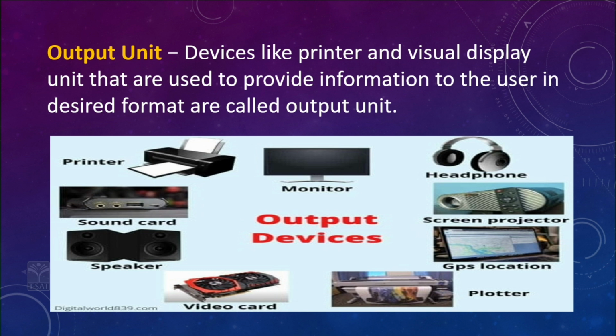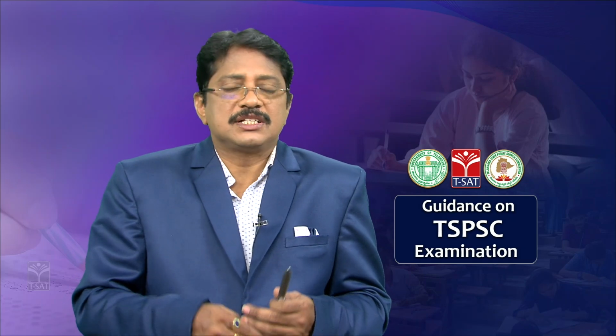So when you give a command to print, the printer will be considered as an output unit. Headphones are an output unit. The screen projector is an output unit. And GPS location is an output unit. The plotter, if you want to print different big screens, okay. Those big flexes, generally we use this plotter. So the plotter is an output unit, and the video card is also an output unit. So these are the outputs.